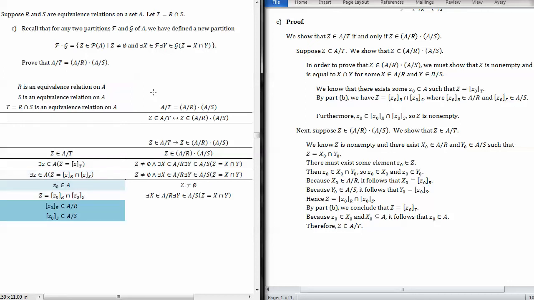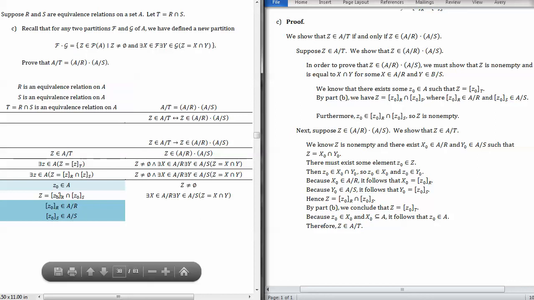And because z naught is in A, well, okay, so why am I doing this? I'm looking over here at my goals, and I see that I'm trying to find an R equivalence class and an S equivalence class such that Z is the intersection of the two. Well, that's basically what I have right here, right? So I'm just trying to make that clear.